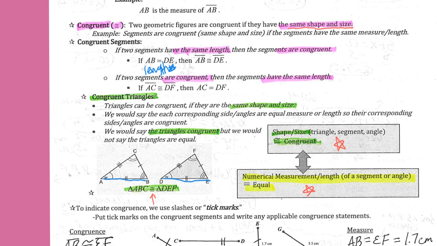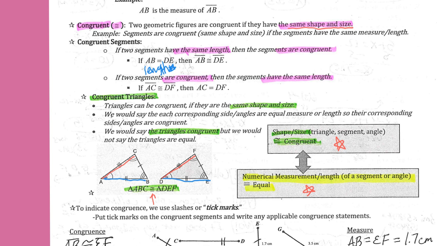And so it goes the opposite way. What do you mean? Well, look, do you see that AC is congruent to this right here? They have the same shape and size. So AC is congruent to DF. Therefore, the length of AC equals the length of DF. So congruency has to do with the shape and size, and then length is equal.